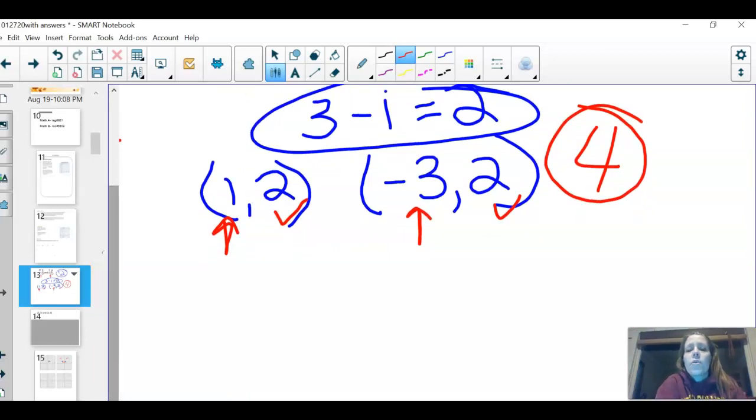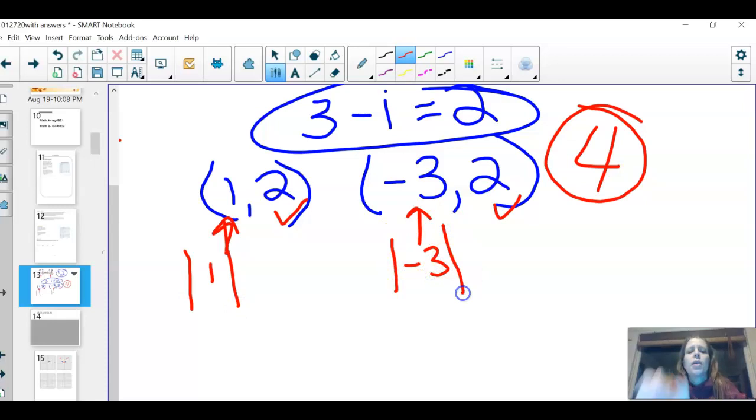Instead, I'm going to find their distance from 0. So, distance is never negative. Remember, distance never negative. So, I'm going to find the absolute value of 1 and the absolute value of negative 3.